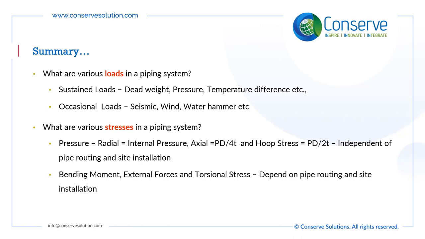So in the design stage, you have to calculate the hoop stress and ensure it is within the code allowable limit. The pressure-related stresses are not associated with the pipe routing or site installation. They are based on the design criteria, which is the pressure. So it can be very well calculated in the design, and we have to ensure in the design stage that it is well within the limit. Next come the stresses associated with bending moment, external forces, and torsional stress. These stresses depend on the pipe routing and the site installation conditions. So this has to be calculated or simulated using stress analysis software. And then we have to check whether the stresses induced are within the code allowable limit.